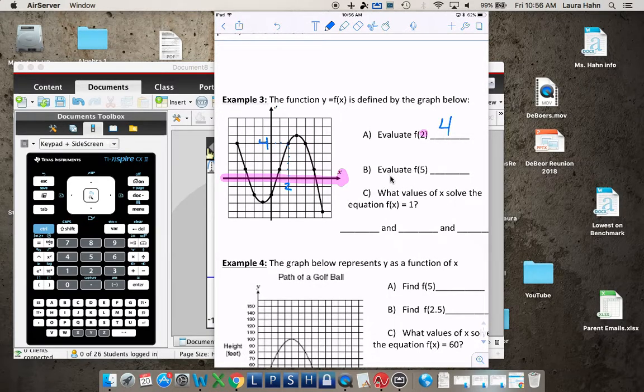All right, let's try this one. It says evaluate f of 5. Remember, this is asking what is the y value when x is 5. So let's go to where x is 5. 1, 2, 3, 4, 5. You go to your graph, which is here. Trace it over to your y. So when x is 5, my graph is at a height of 1.